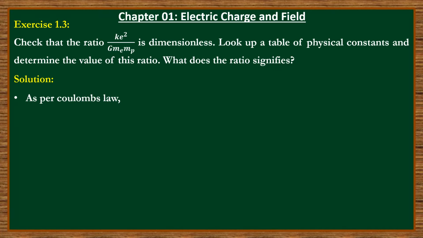Suppose you consider one electron and one proton, and the distance between them is x. The mass of the electron is me, the mass of the proton is mp. The charge on the electron is e, and the charge on the proton is also the same, we know this. The proton has a positive charge, the electron has a negative charge, but the value is the same.